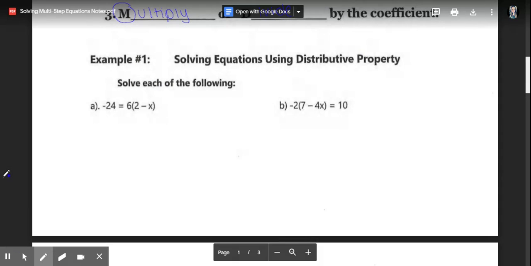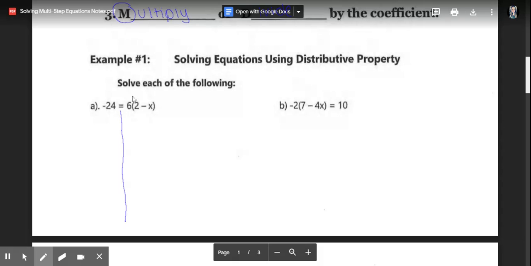Example 1, solving equations using the distributive property. So we need to solve each of the following. Problem A says negative 24 equals 6 times 2 minus x. So I'm going to find the equal sign, I'm going to draw my line down the middle, and I'm going to walk through the steps of SAM. So the S stood for simplify. Simplify means we need to either distribute or combine like terms. This problem has distributing. As soon as I see parentheses right off the bat, I know I need to distribute.